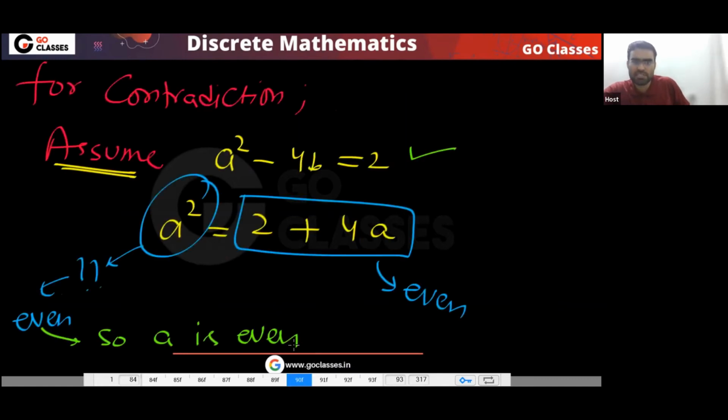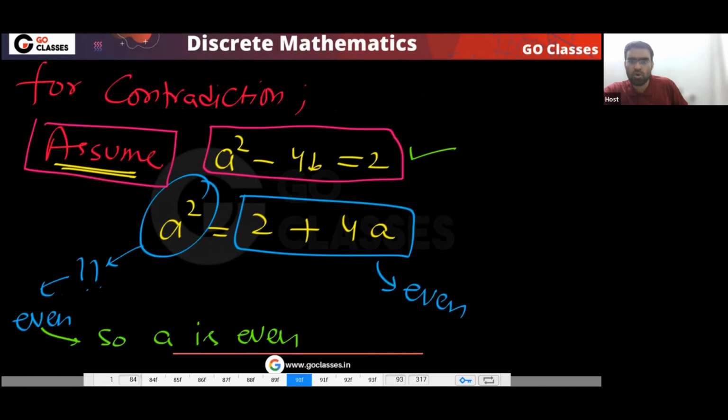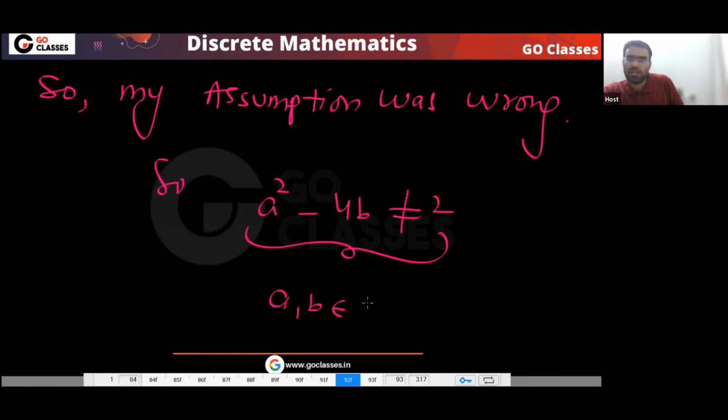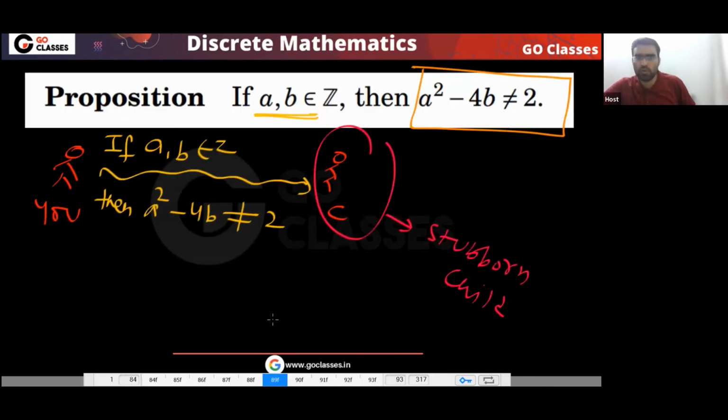And what was my assumption? This was my assumption, and it is wrong. What does it mean? It means a square minus 4b can never be 2, where a, b are integers. A is an integer, b is an integer. So this is how you can prove. Is this proof clear to everyone? Anyone has any doubt? Remember what we have done.